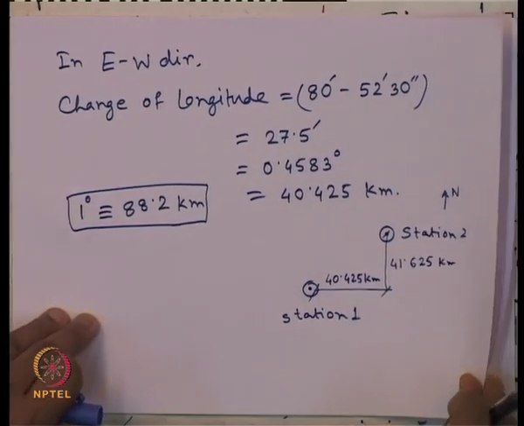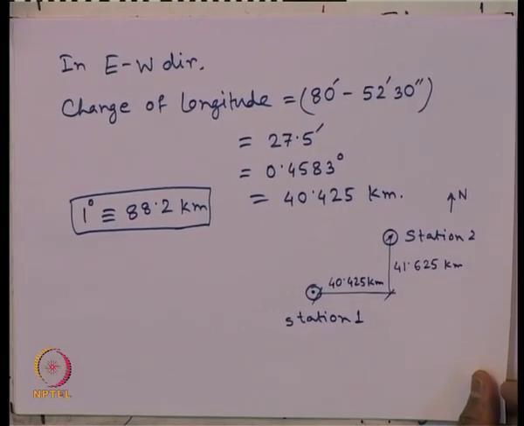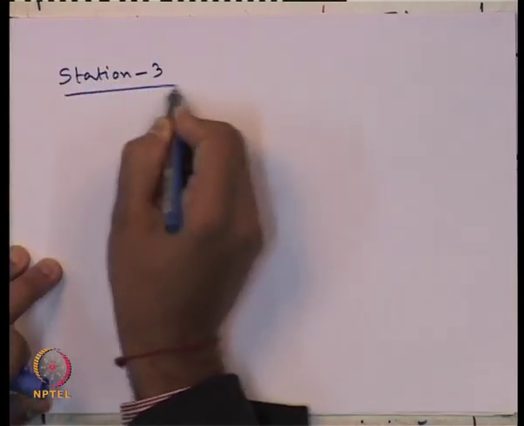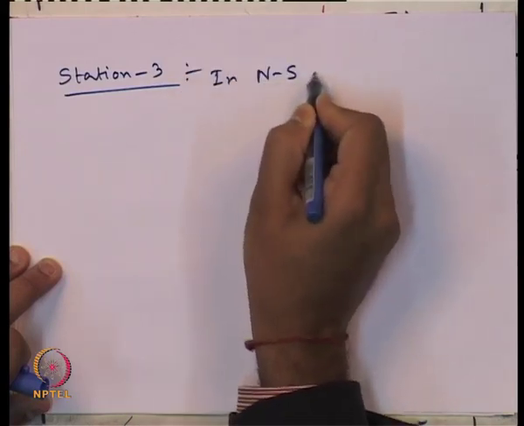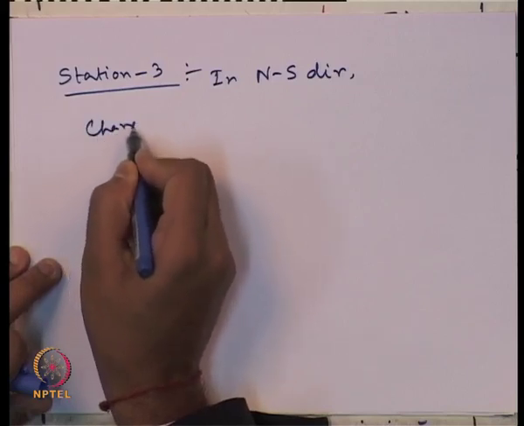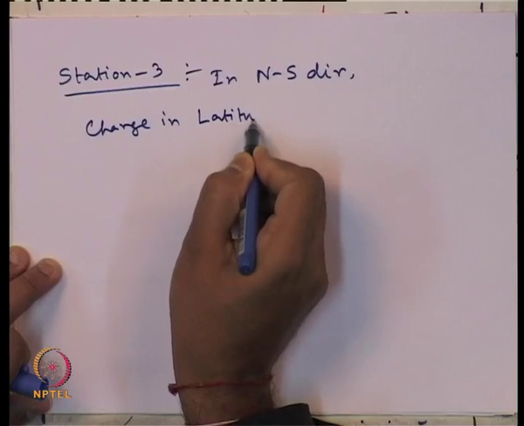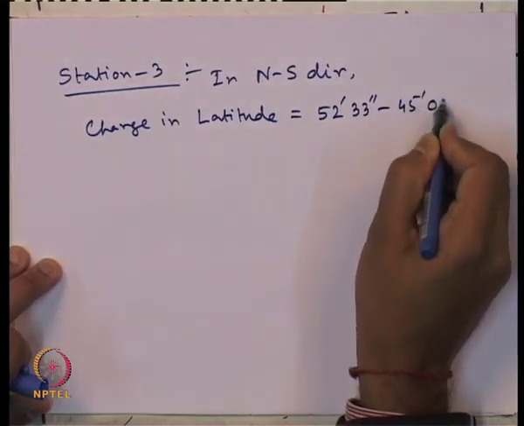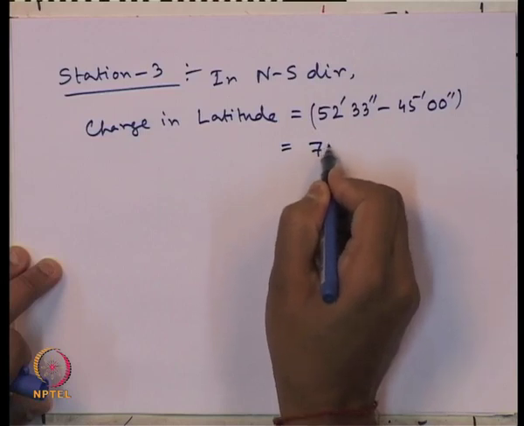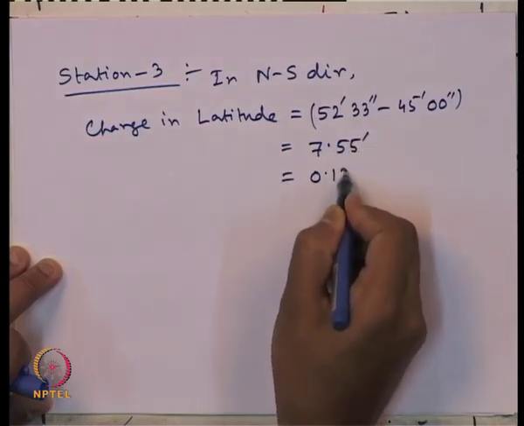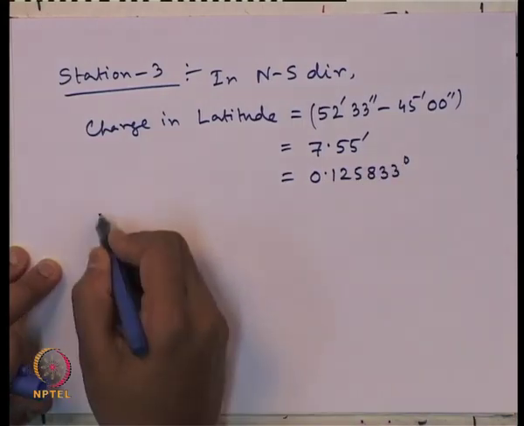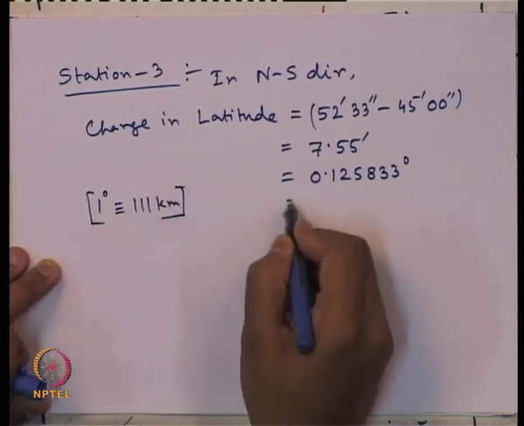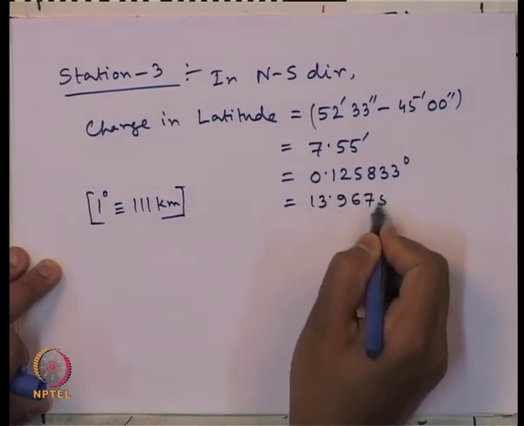Okay. Similarly, we can do the same calculation for seismograph station number 3. So, for station number 3, in the north-south direction, the change in latitude is 52 minutes 33 seconds minus 45 minutes 00 seconds, which comes out to be 7.55 minutes, which is 0.125833 degree. Now, 1 degree corresponds to 111 kilometers. So, knowing that, this equals 13.9675 kilometers.